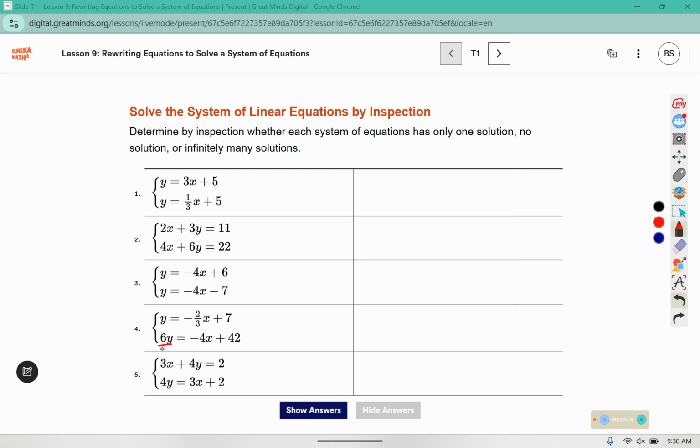So we're going to convert the equation from 4 into slope-intercept form so we can easily compare. 4/6 can be reduced to 2/3, so this is a slope of -2/3. And 42 divided by 6 is 7. Since the slope and the y-intercepts match, this is infinitely many solutions.